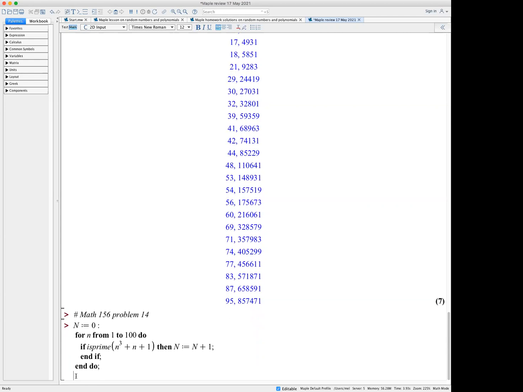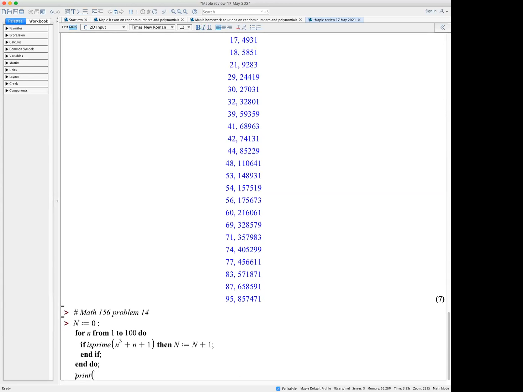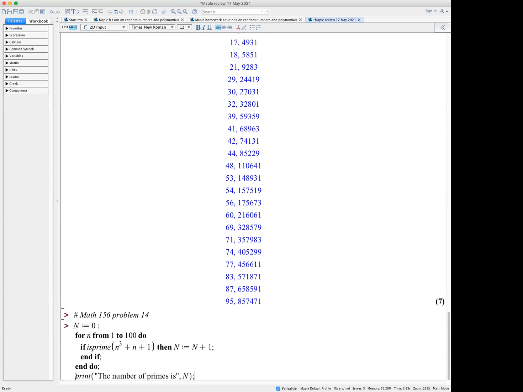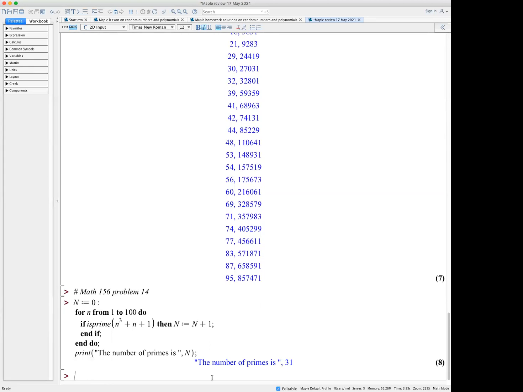And then I need to print out my result. Let me write it like this. Print the number of primes is N. Let's see if that works. 31 of them, it says.